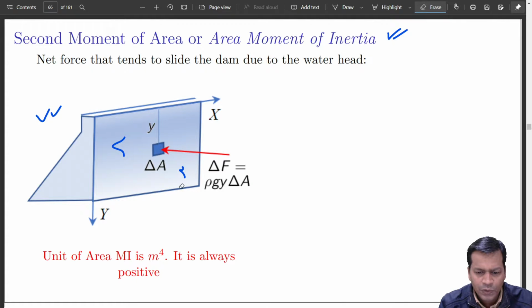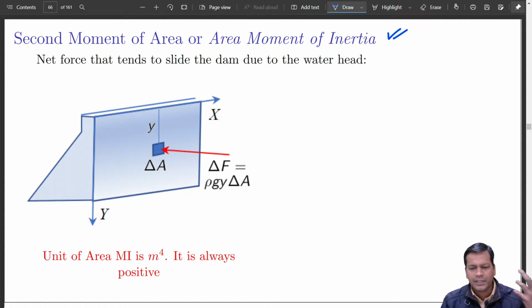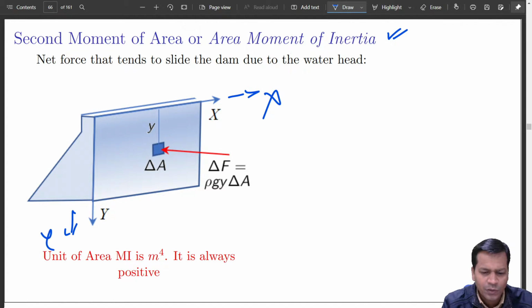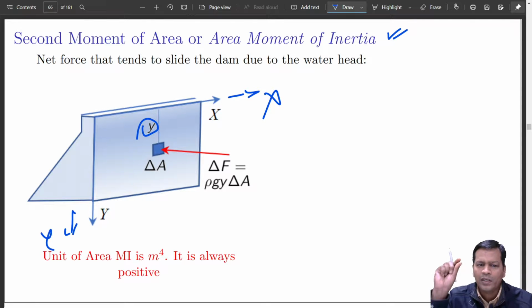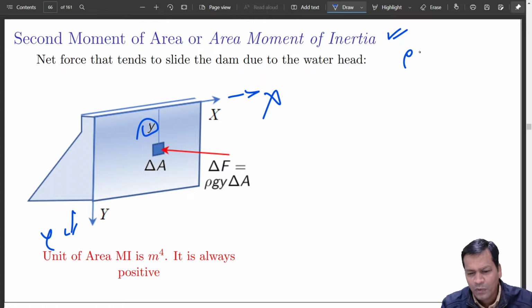So you see at a depth of y from the surface, let us say your coordinate system is placed like this, x is along this and y is something like this. So this is your x, this is your y. At a depth y, you have a small elemental area delta A. So how much will be the pressure that acts at this point? Rho g y, rho g and h, as you know.